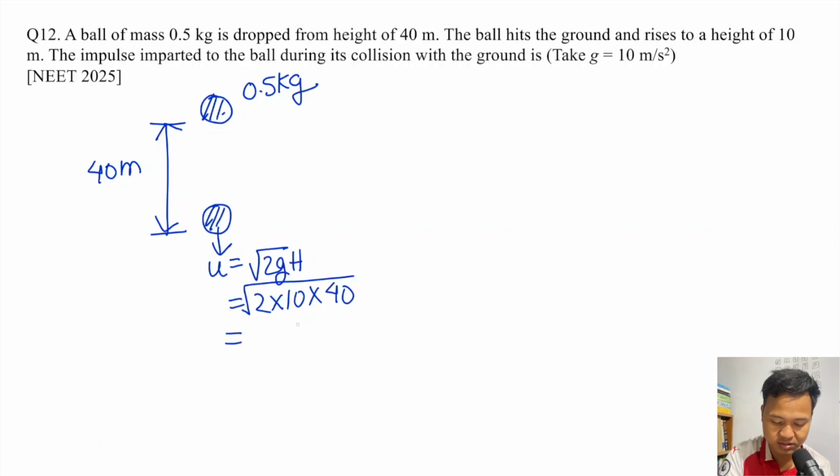So how much is this? 2 into 40 is 800, so 20 root 2 meter per second. Since it is moving downward, we put a minus sign. Okay. Now after that it rebounds with speed v.